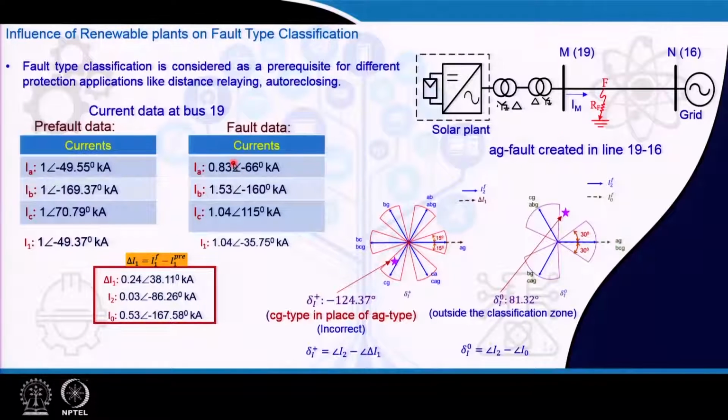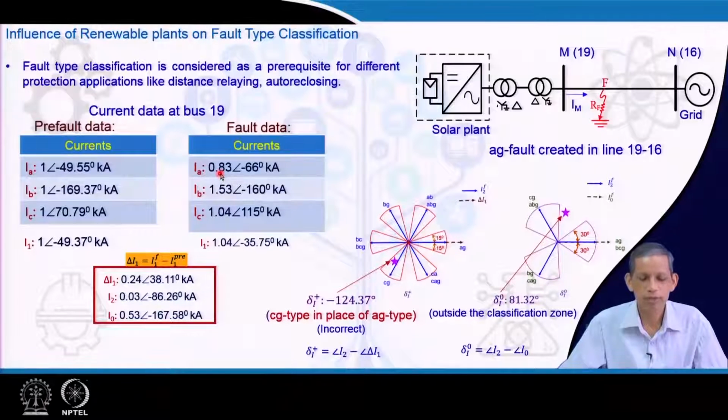You can see here the current nature contributed by the solar plant. The current which flows through the relay is contributed by the solar plant. For the phase A to ground fault, the nature of the fault current is that the phase A current has gone down, and it tries to balance the corresponding current even though a phase A to ground fault is there. This leads to the delta I, which is the sequence change in current from the fault current to the pre-fault current.